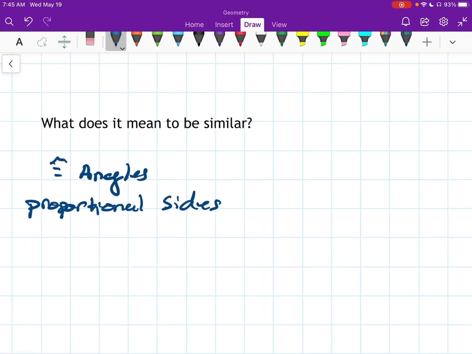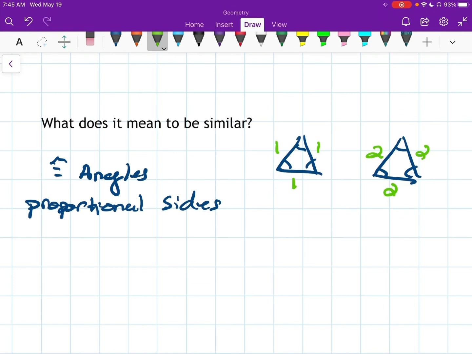So if we're saying that two triangles, we'll talk about triangles, we'll say that all three of these angles are equal and they're 60 degrees, and then we have another triangle over here with the same equal angle measurements. We'll say that this is 1, 1, and 1, and this one's 2, 2, and 2. They are proportional because you could multiply the left one by 2 and get the right one, right? It's 2 times in size. So the two things that you have to check are angles and sides.